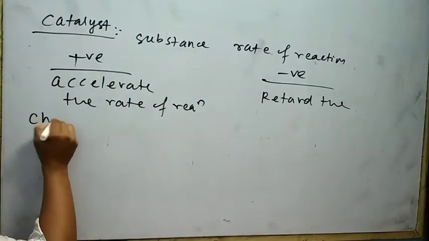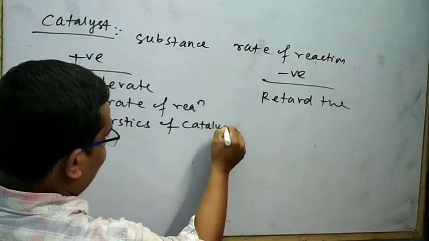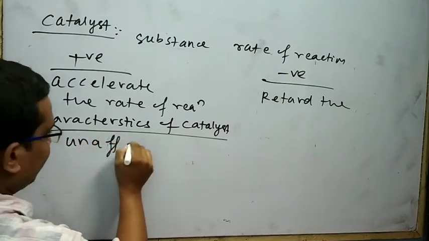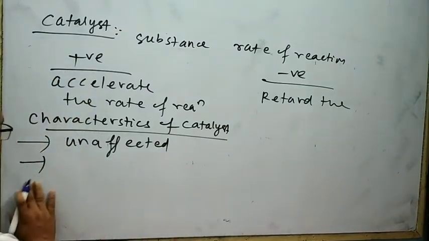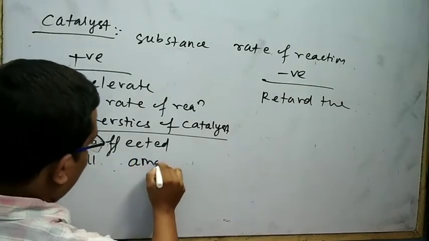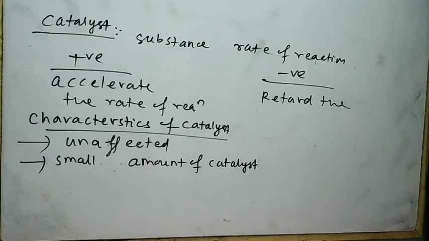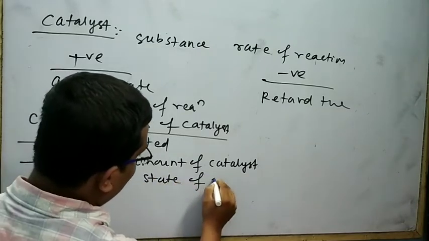Next I will explain about the characteristics of catalyst. What are the characteristics of catalyst? First point is it is unaffected during the reaction. Second point is that a small amount of catalyst is generally used in the reaction. Catalysts do not change the state of equilibrium.